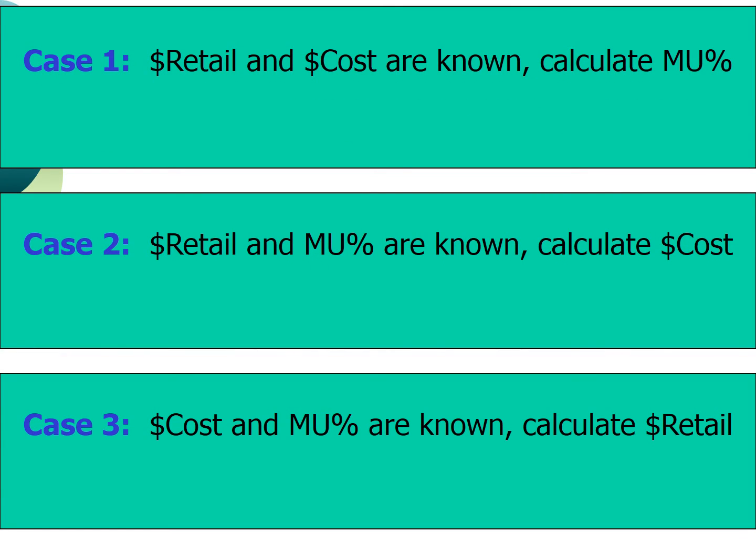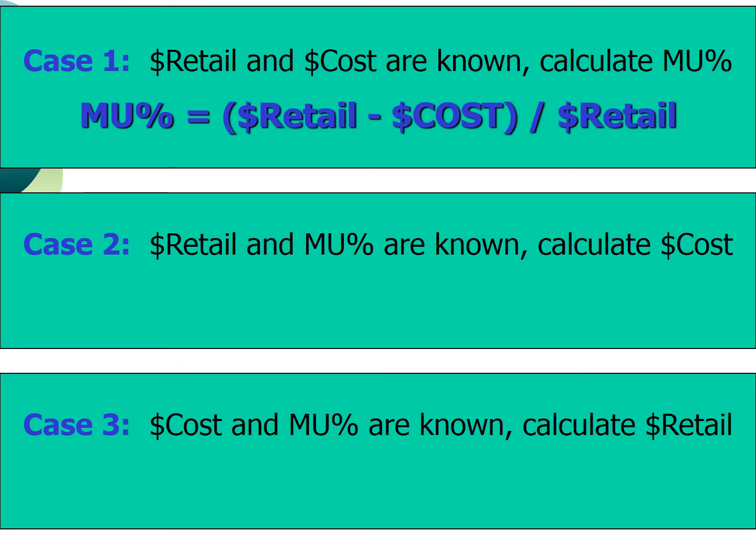So here we are looking at the three cases on a single slide. All of these three cases are looking at the RCM relationship in the sense that we are given two of the RCMs and are supposed to figure out the rest. So the first case, we know our R and C in dollars, and we're supposed to calculate markup percent. Then what would be the formula? Markup percent equals retail dollar minus cost dollar over retail dollar. So that markup percent is R minus C over R.